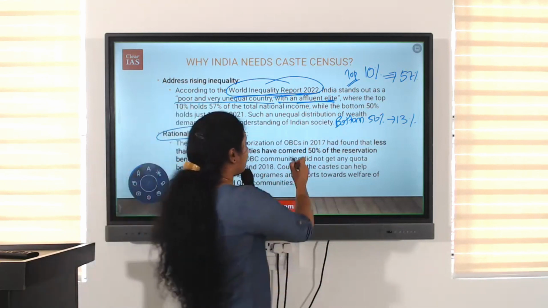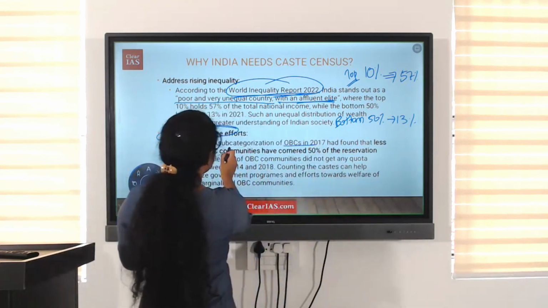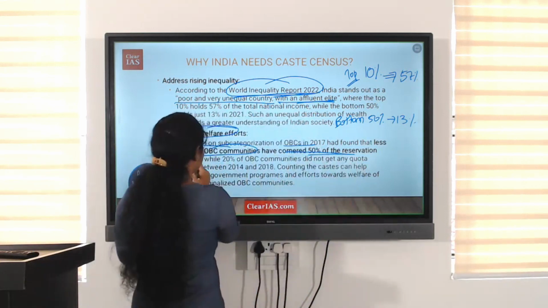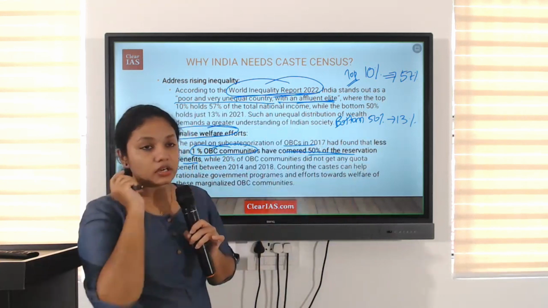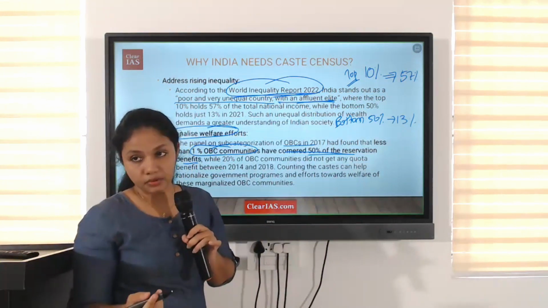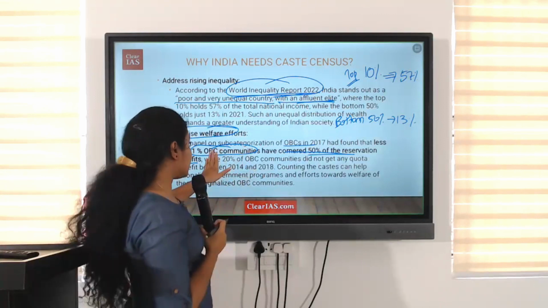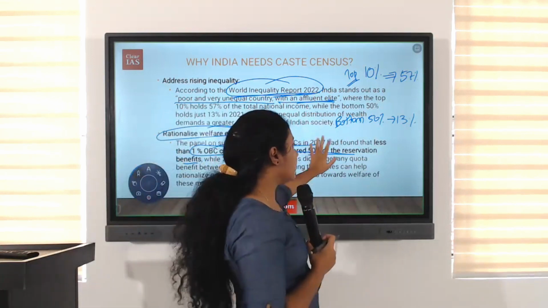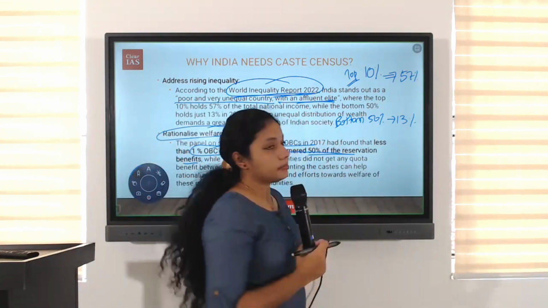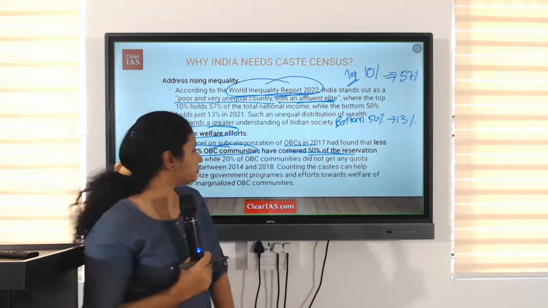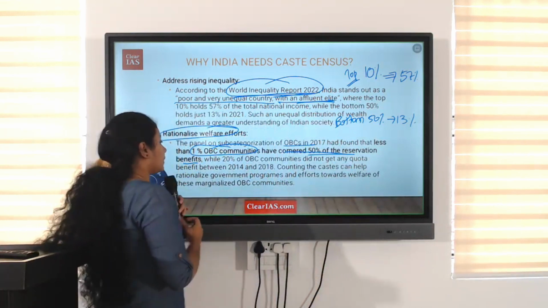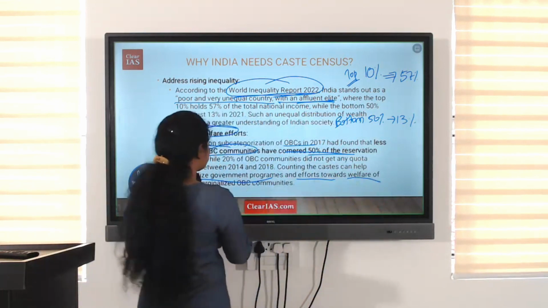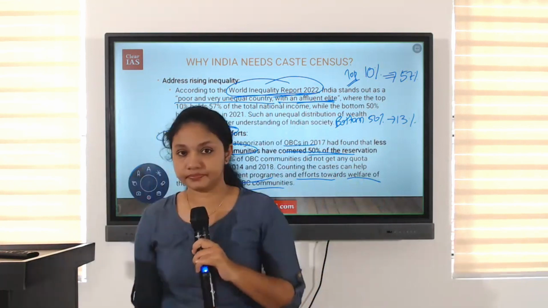Next one is rationalize welfare effort. That is, less than 1% of the OBC communities have cornered 50% of the reservation benefits. That is, reservation benefits are not ideally reaped by the OBC community. As an example or a statistic, it is stated that only 1% of OBC communities have cornered 50% of the reservation. Clear? Counting the castes can help in rationalizing the government programs and efforts towards the welfare of these marginalized OBC communities.